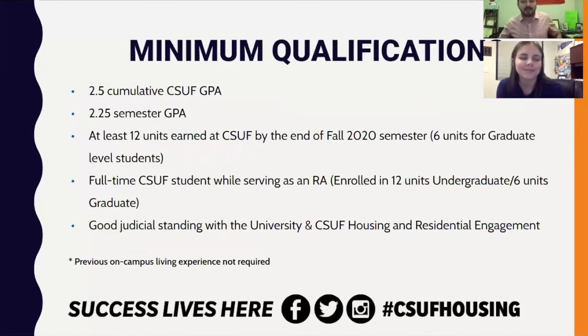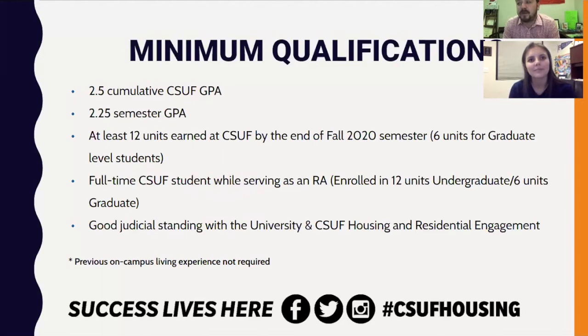And so switching gears here, we're going to talk about minimum qualifications. So now that we've talked about what comprises a position, these are the check boxes that you'll need to meet in order to be qualified for the RA position. So you must hold at least a 2.5 cumulative Cal State Fullerton GPA and a 2.25 semester GPA. You must have at least 12 units earned at Cal State Fullerton by the end of fall 2020 semester, 6 units for graduate level students.